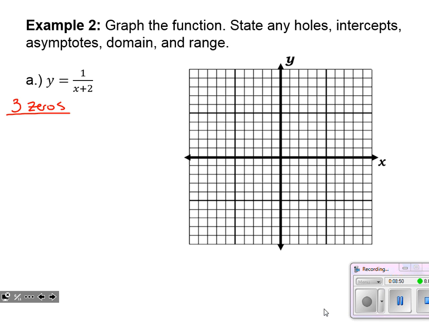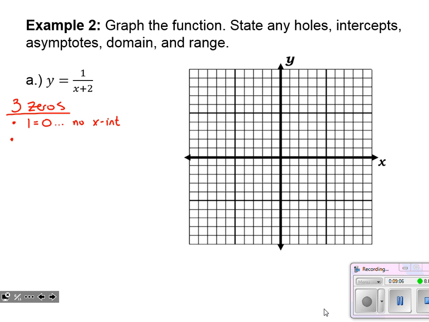Okay, when my numerator equals 0, that's going to tell me any x-intercepts that I have. And you can see 1 equals 0. Well, that's not a true statement. That tells me there's no x-intercept. Now, that's kind of a bummer. It would have been nice to put some points on the graph.